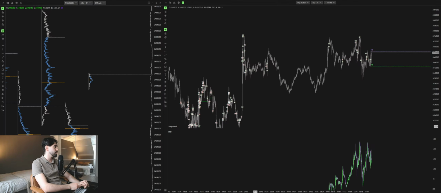Yeah, is that the RTH? Yeah, it is. The left one is the RTH chart, only regular trading hours, so cash session only. The right one is extended.